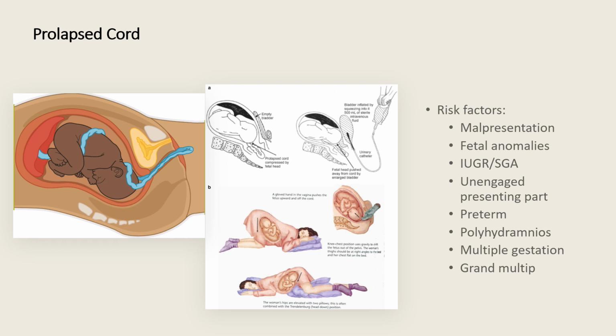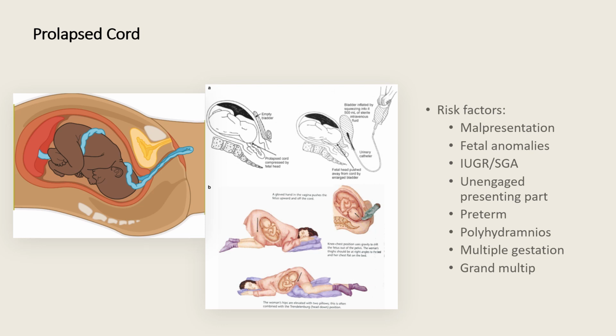Other things that can be done with the prolapsed cord is you can change mom's position. Trendelenburg used to be the way, but now you flip her over on hands and knees, with head down, butt up in the air. That should help with gravity, so instead of having that baby put down farther into the vaginal canal, it should bring it back up.